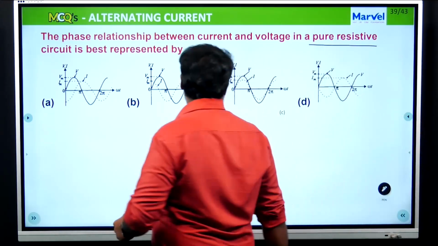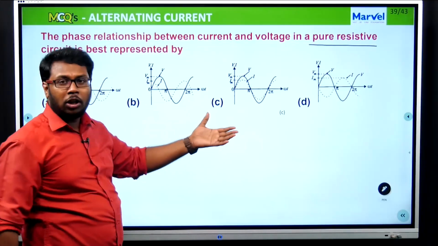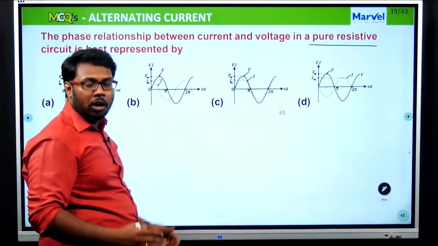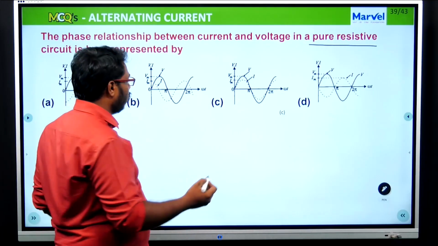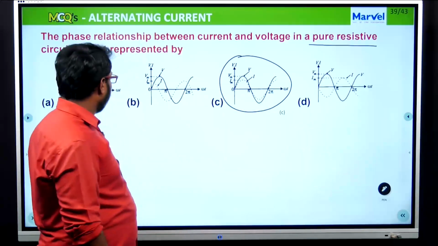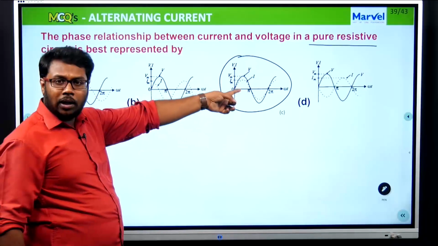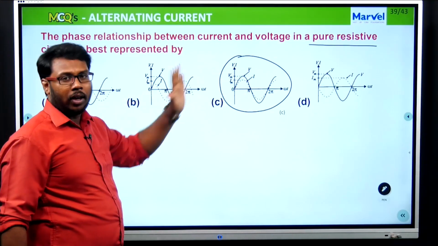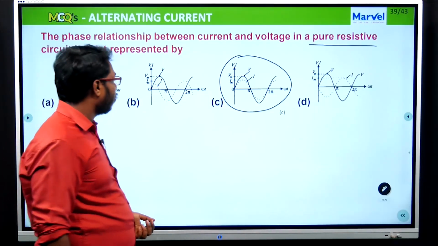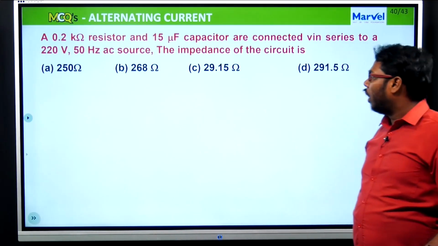So the sine wave that is given to you in the option should not have any phase difference. It should not have any shift. So option C is your answer. Look, that is the only option where both your voltage and the current is in phase. So that is how the things really work in here. Okay, so now we move to the next question.